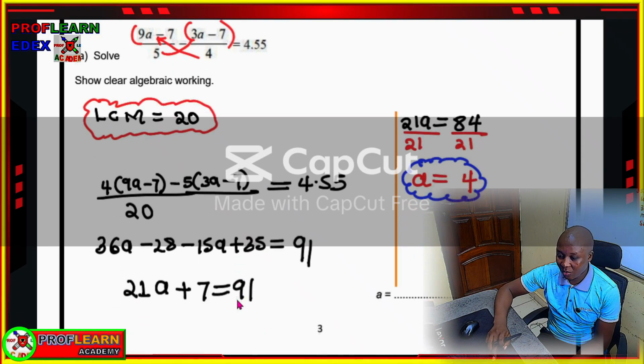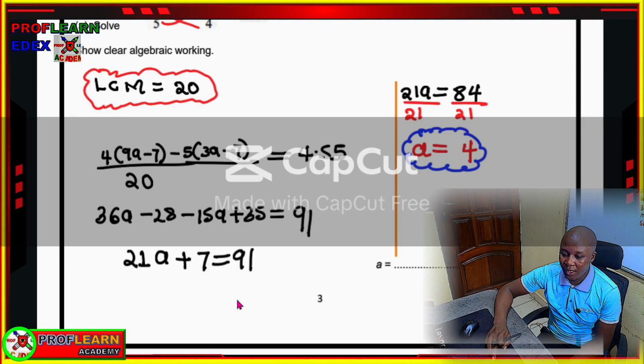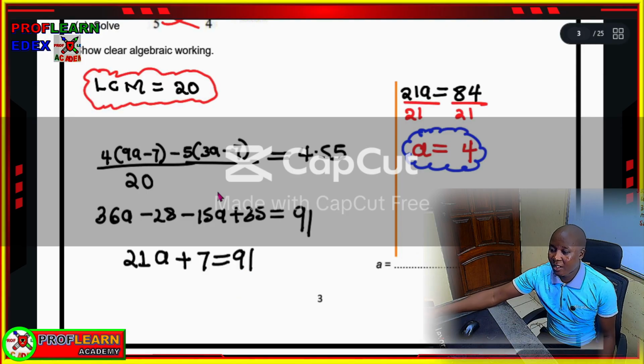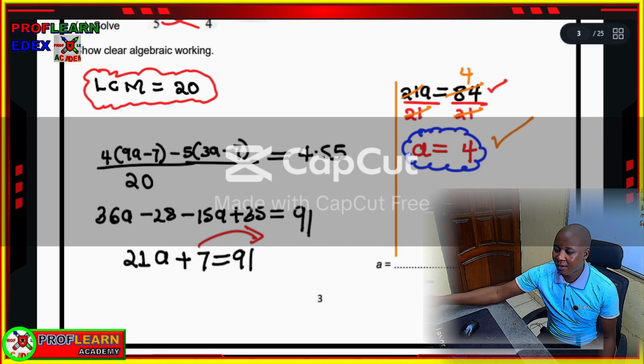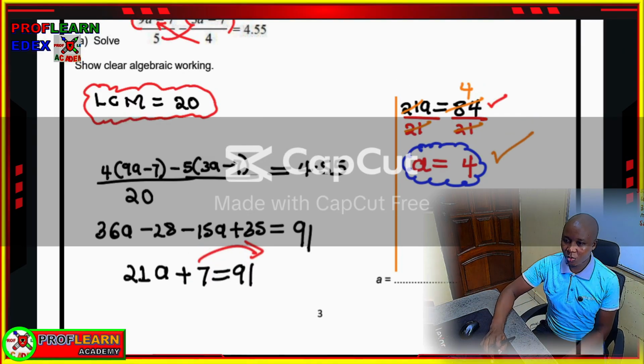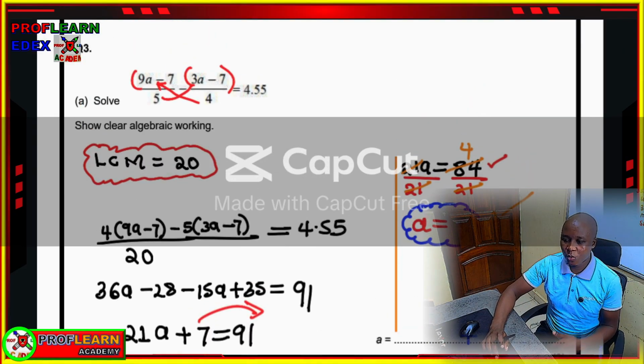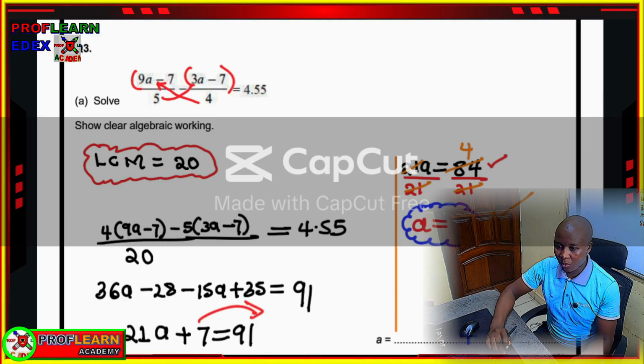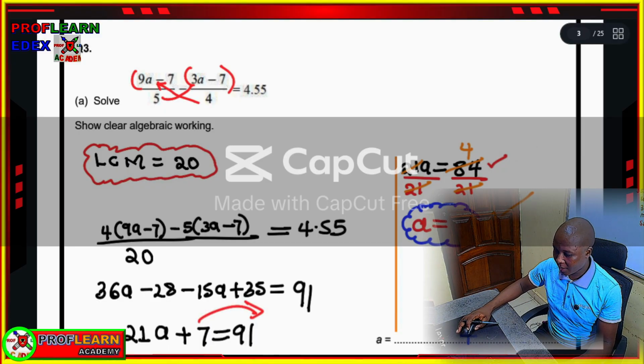And that is going to give us what? It is going to give us 21a plus 7 is equal to 91. And then if we take the 7 to the other side, we are going to subtract, and we shall have 21a is equal to what? 84. Then if we divide by 21 on both sides, this cancels out. 21 goes into 84 4 times, and then we shall have 4 as the answer for that part. a is equal to 4. So if you are to prepare, ensure you know how to work out those kinds of questions.